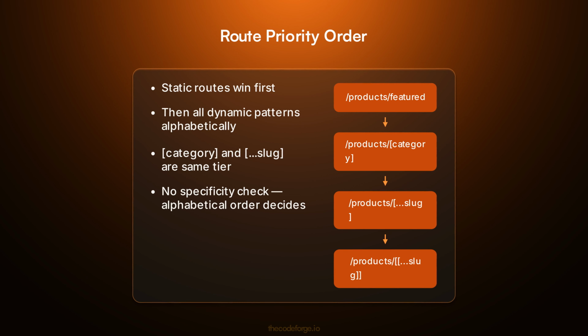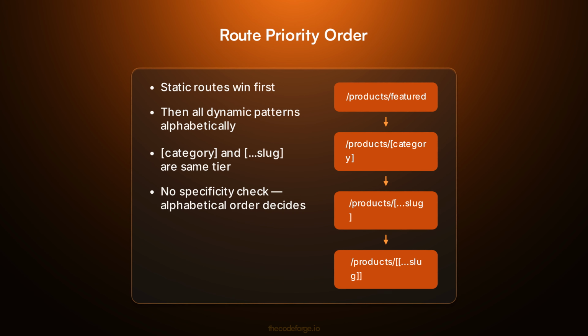Next.js resolves routes in a fixed priority, static first, then all dynamic patterns sorted alphabetically. That means [category] and [...slug] compete at the same level. The winner is whichever folder name sorts first in your file system, not the more specific pattern. This is why adding a catch-all can silently shadow existing routes.